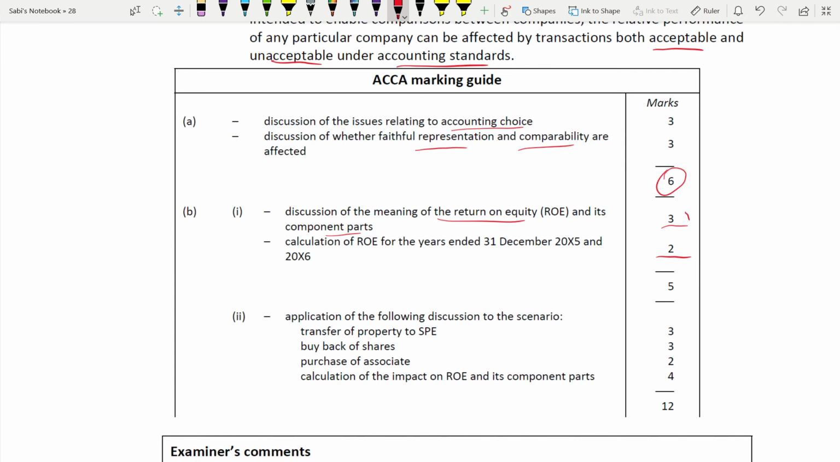Okay. For 2005 and 2006, even though there are 4 separate calculations for 2005 and 2006, still you'll be given 2 marks. That means your ratios have to be correct. All the answers for 2005 have to be correct to get 1 mark. All the 4 ratios for 2006 have to be correct to get another mark. Hence 2 marks.